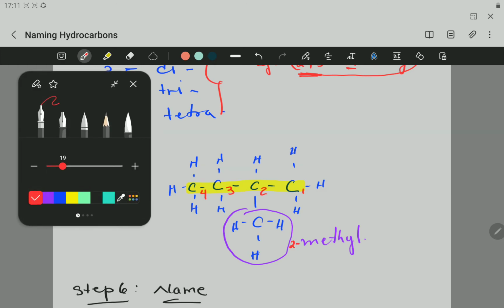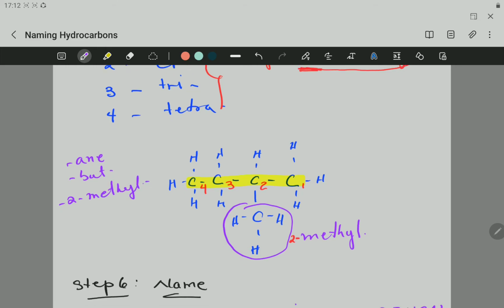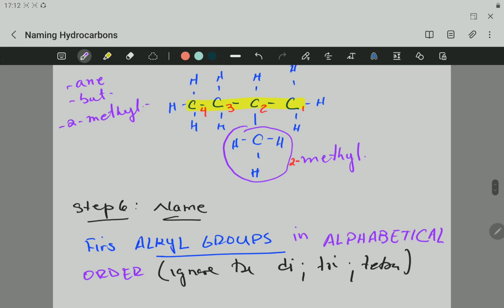All right, so let's go back and write everything we have. We know it's going to end in ane. We know it's going to be but. And we know we have a 2-methyl. So step 6 is to write the name.